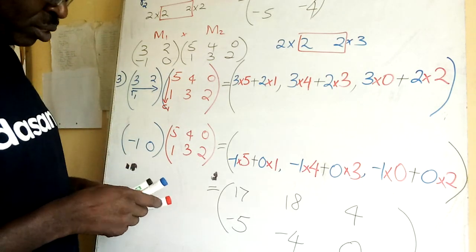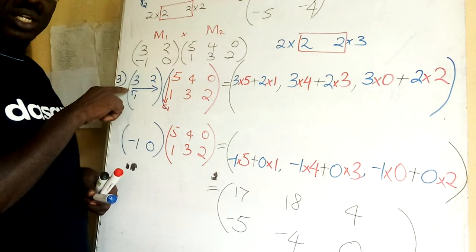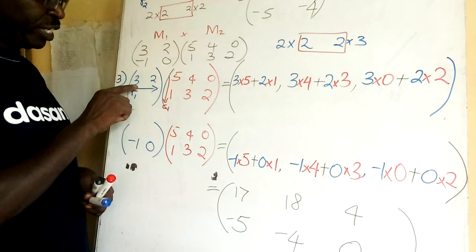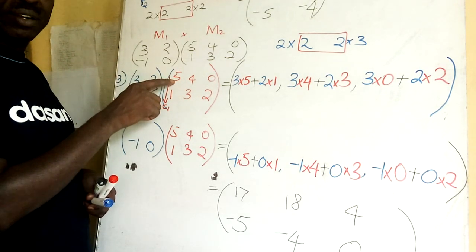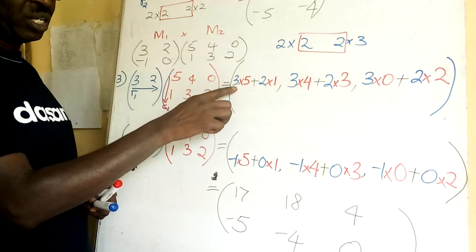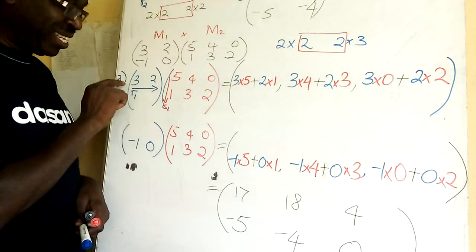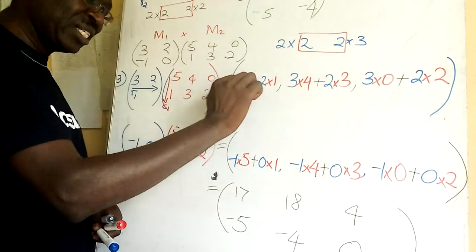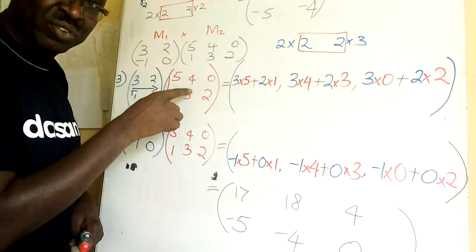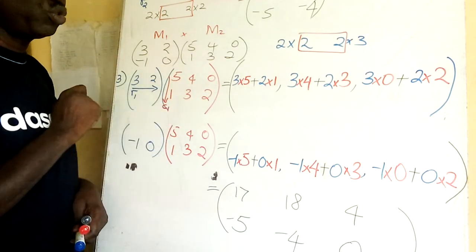Okay? So what do I do? I take row 1 multiplied by column 1. So tail 3, tail 5. So 3 by 5. And then head 2, head 1. So 3 by 5 and then 2 by 1. Okay? This is row 1. The results must be in row 1. But I have not finished the column. So I do it again using now column 2.